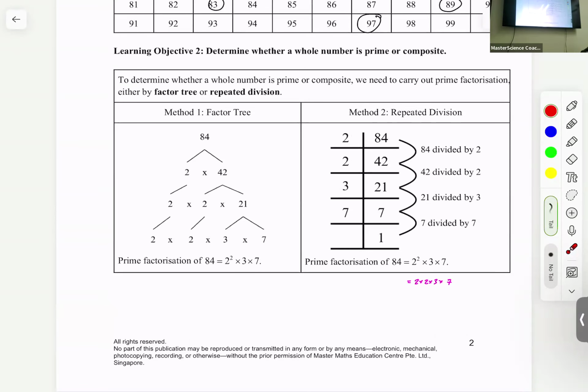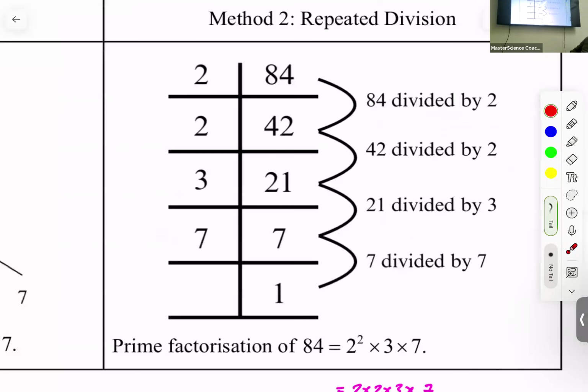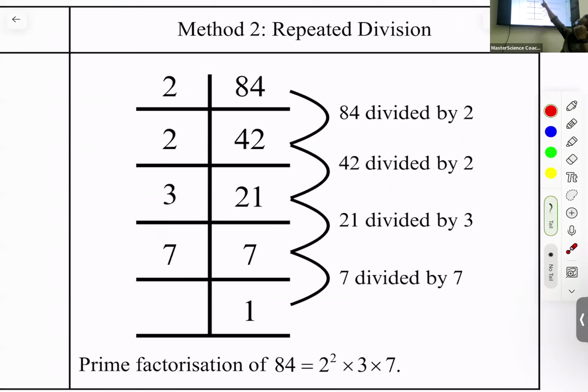We use this number 84 here. I am going to teach you the repeated division method because with the time that we have, we don't have time to go through the 2 methods. So you just focus on repeated division. Okay, what are we doing here? You have 84. You are supposed to divide it by the smallest prime number you can.